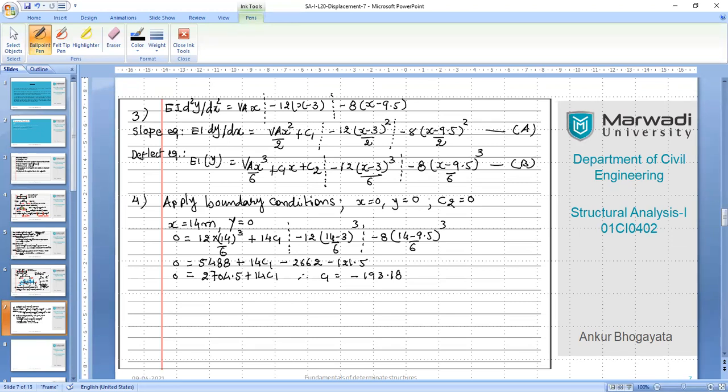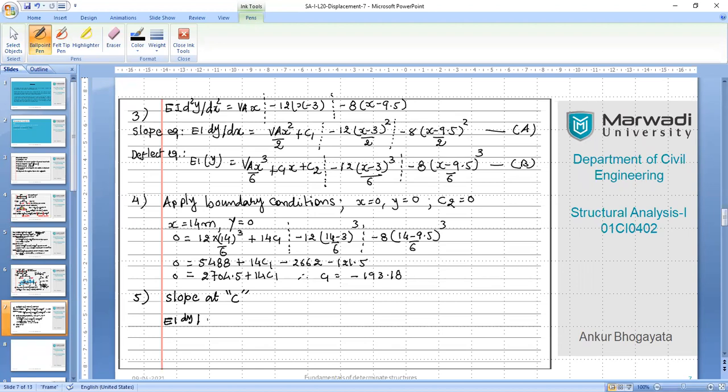Let's go ahead. In the fifth step, slope at point C. So this is the equation where we will replace C1 with this value, and please understand x is 3, so the negative term should be ignored, and here x equals 3, so it will get cancelled since it becomes 0.